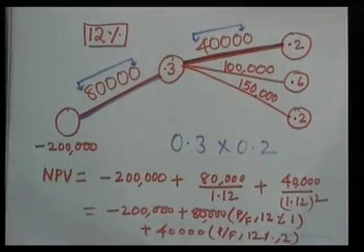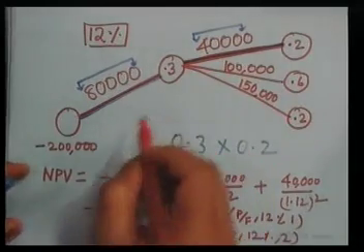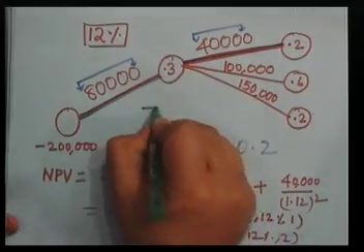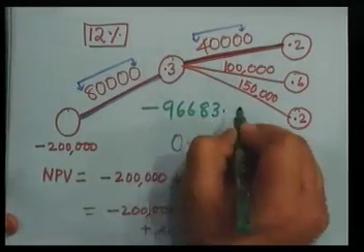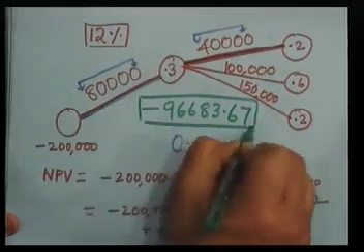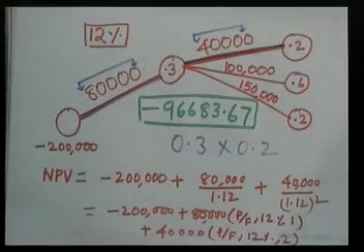So you will find that the net present value for this particular path is going to be, I will write it with different ink, minus 96,683.67. You can cross check it. So this is the net present value of first path, for which the joint probability has been calculated to be 0.06.